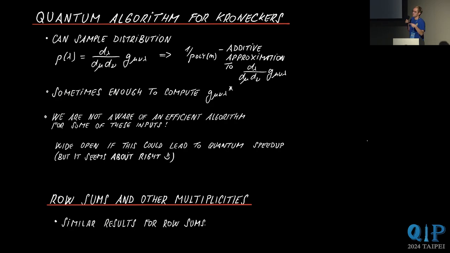And this means that by resampling, you can get a 1 over poly additive approximation to all these output probabilities. Sometimes this is enough to compute the Kronecker coefficients on some inputs. And what is really interesting is that we are not aware of classical algorithms for all these inputs. But it's also fair to say that we may not be aware, not because the problem is hard, but because it wasn't studied enough.